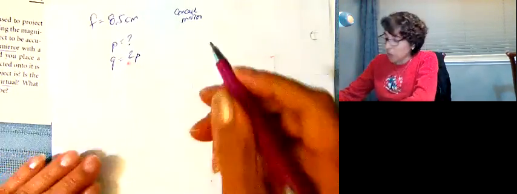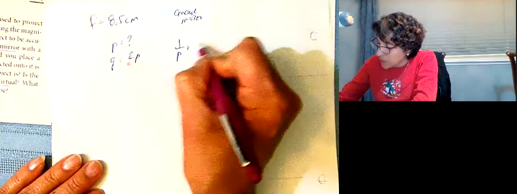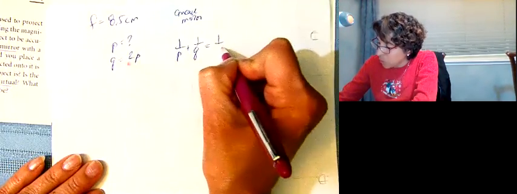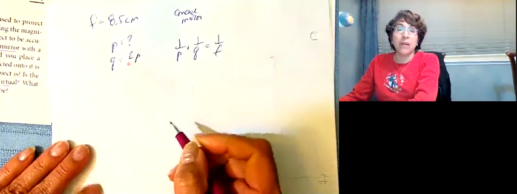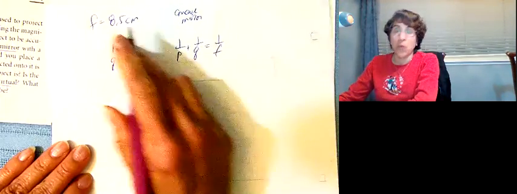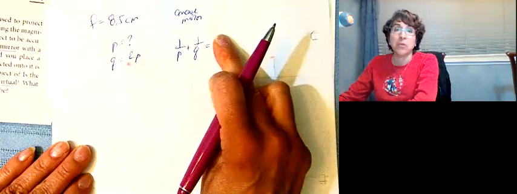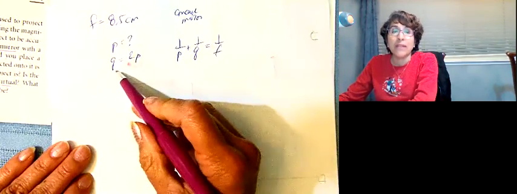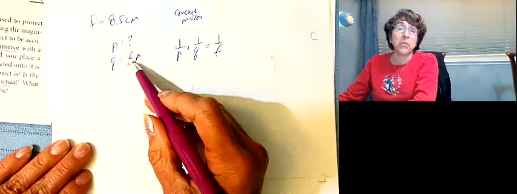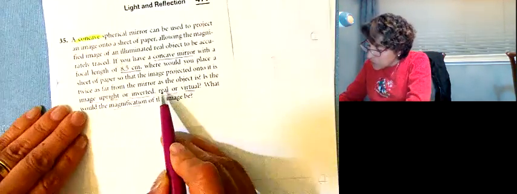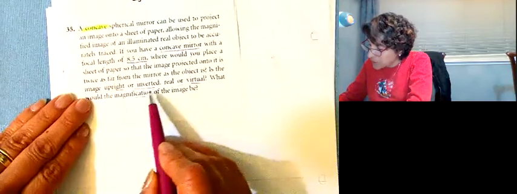So let's go back to our equation. We know 1 over P plus 1 over Q is equal to 1 over F. Well, 1 over F is 1 over 8.5, so that's not a variable. That's an actual number. So we can rewrite this, just replace the Q with 2P, because they said that they want the image to be twice as far.